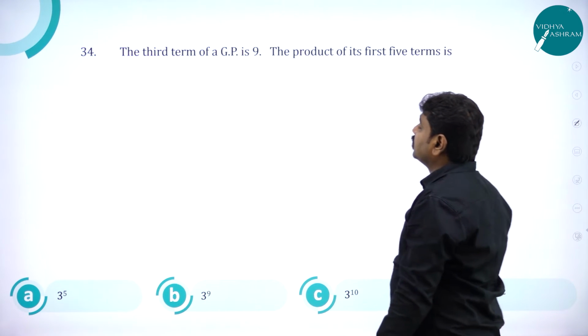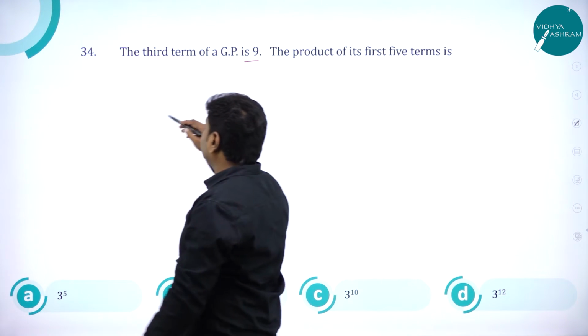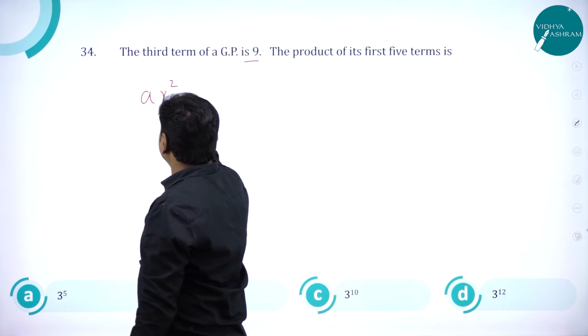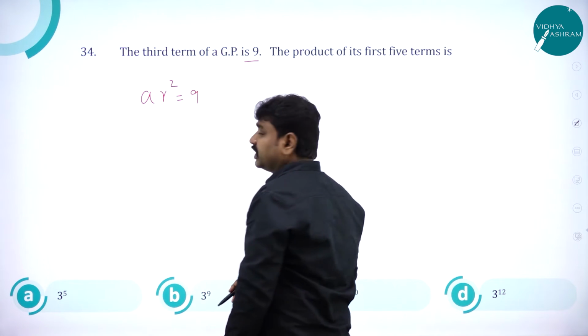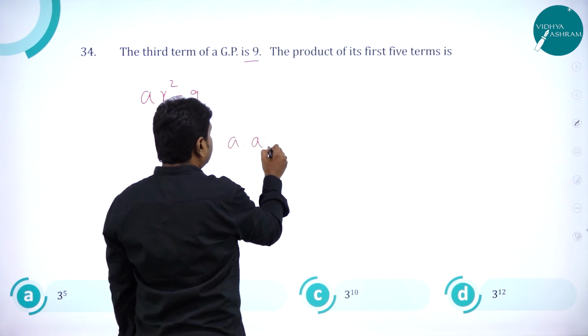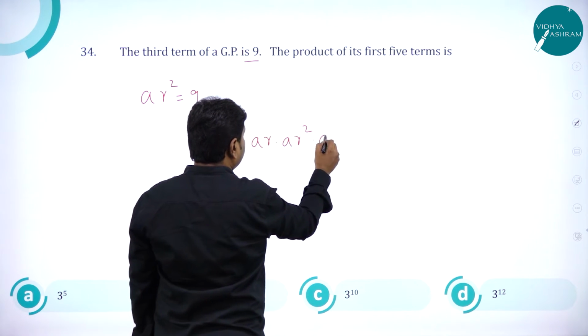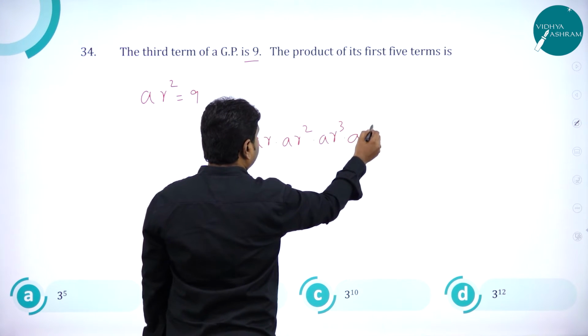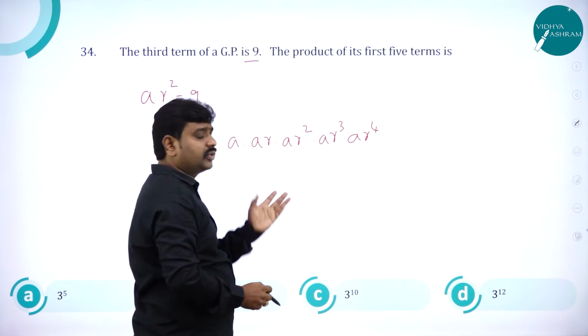Next, the third term of a GP is 9. Third term means ar square is 9. They want the product of 5 terms. What are the terms in the GP? a r, a r square, a r cube, a r power 4. These are the 5 terms in the GP. They want the product of these.